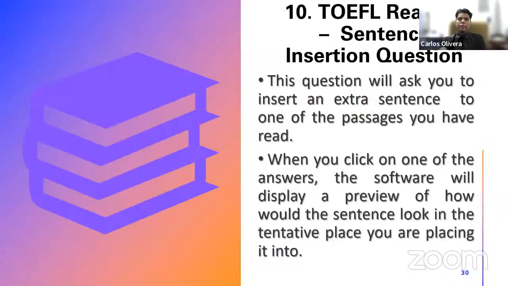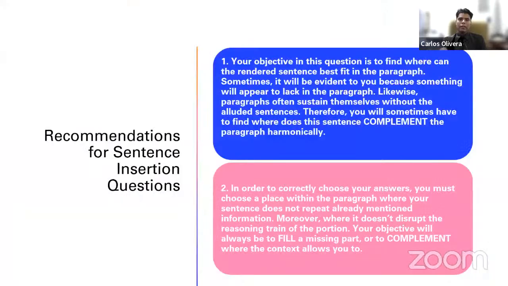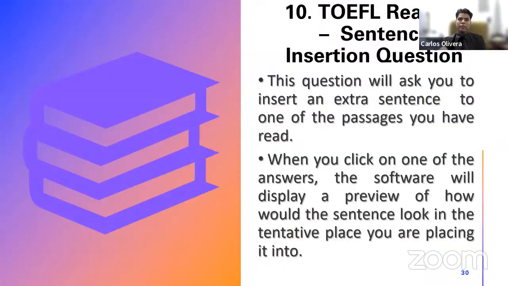Okay, so this would be the question number 9. It says standard, but it's a mistake. It's the question type number 9. This is the sentence insertion question. This is a very funny question to respond to. So it says, this question will ask you to insert an extra sentence to one of the passages you have read. Okay, so this is the insertion question.